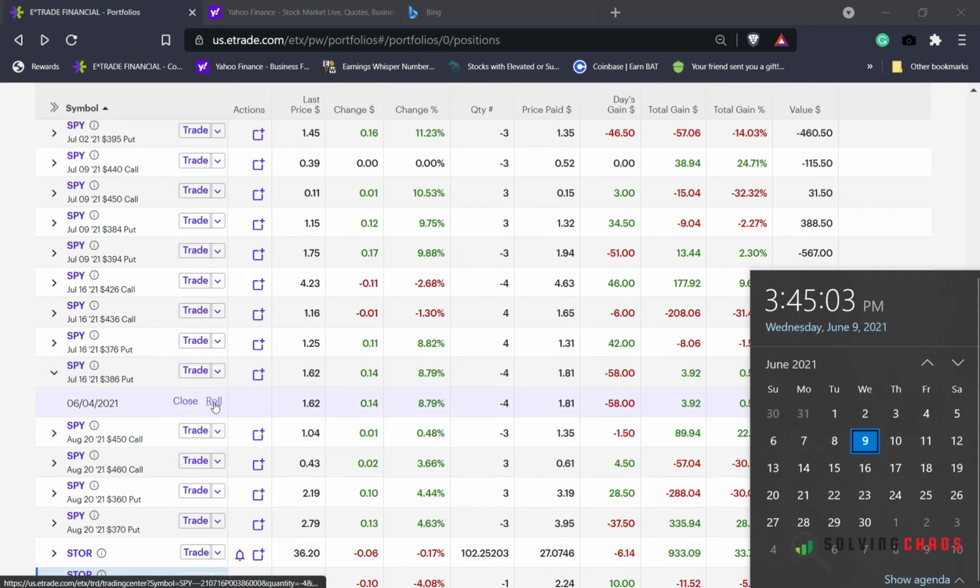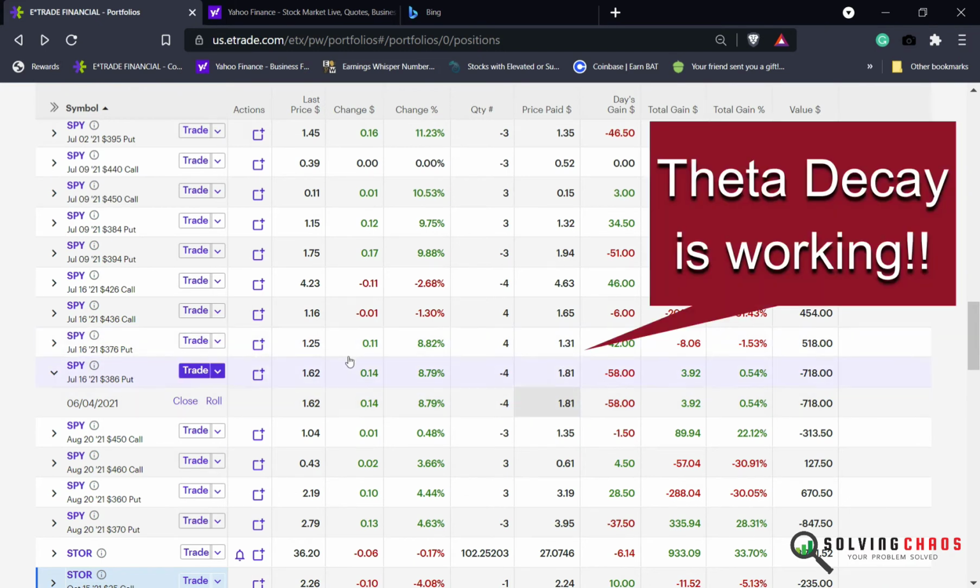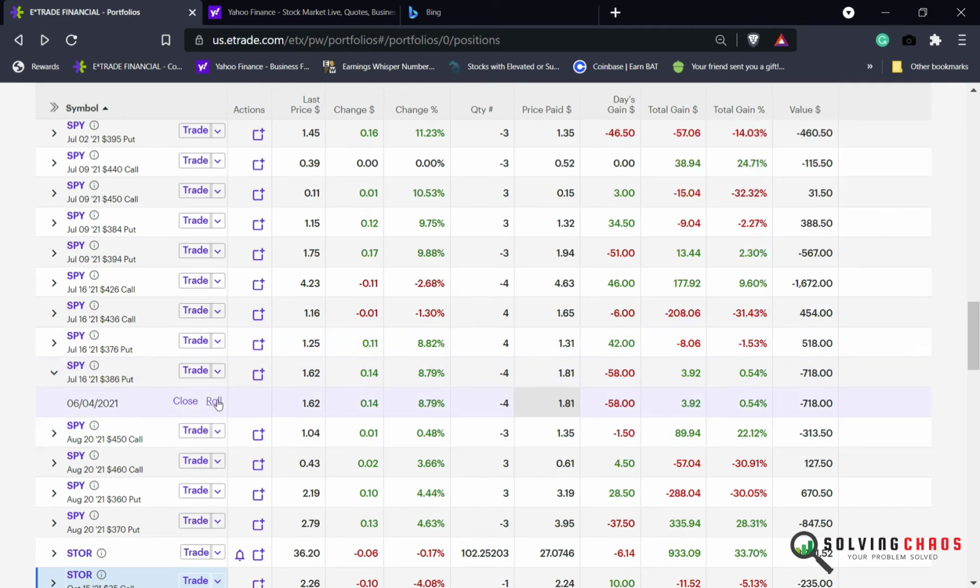So I want to roll this and look at the premium. If you care about the premium, this is a 50 cent spread and the 50 cents have narrowed and it's under 50 cents. In fact, if this was 22, that would be a 40 cent spread. So I already made some money. What I can do is roll this even for more premium. So that's what I'm going to do now.